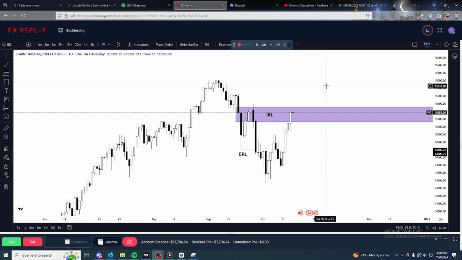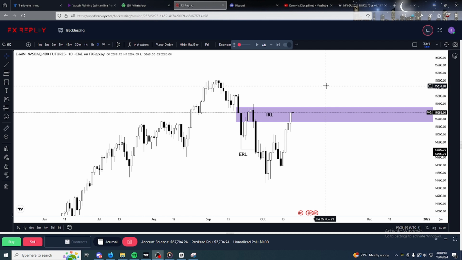I don't like to say the trend because in my opinion, the market doesn't really trend. It just seeks liquidity and rebalances fair value gaps. But that's something we can get into later. So in general, we just want to be trading what direction the market is going.